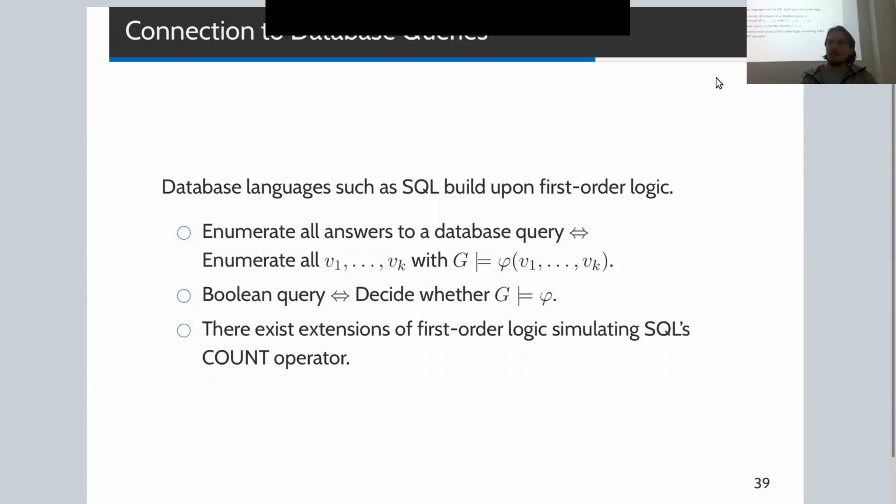But SQL and these logics usually have a much richer toolkit. For example, you have a count operator, which checks whether a certain number of elements with some properties has a certain size. Like, is the number of blog posts from last year larger than 100? But there also exist extensions of first order logic which have extra operators that can also count.